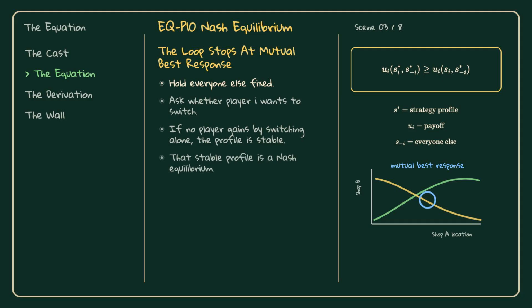Nash first proved the general result in his Princeton dissertation. It was only 28 pages long. The loop stops when each player is already making the best move against the others.